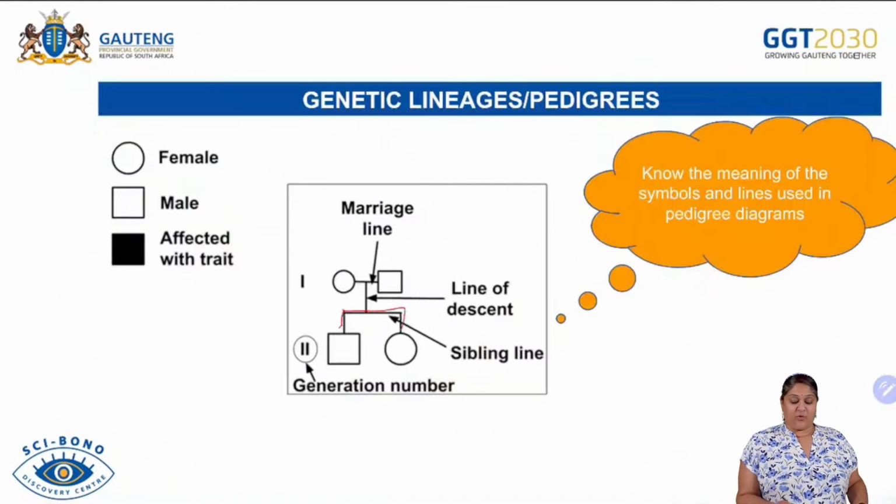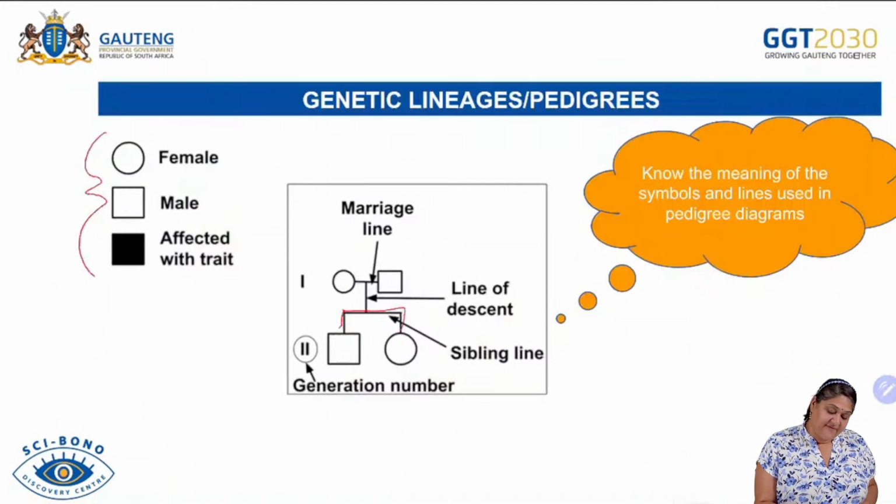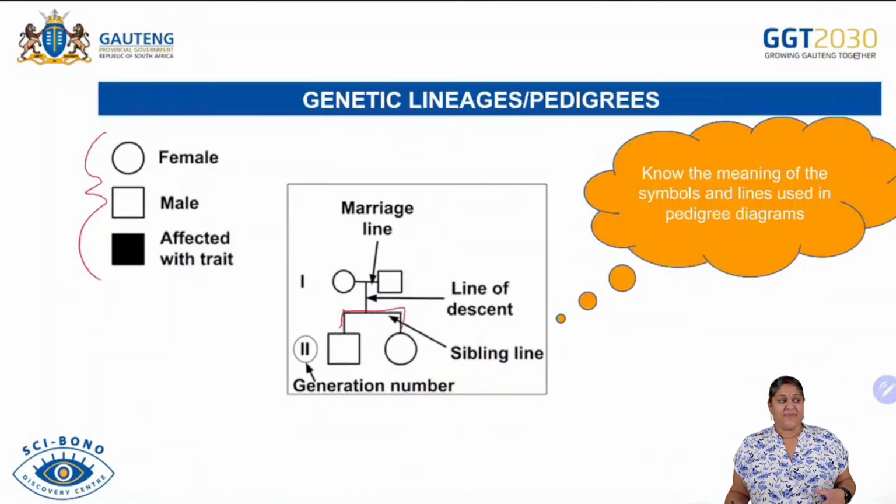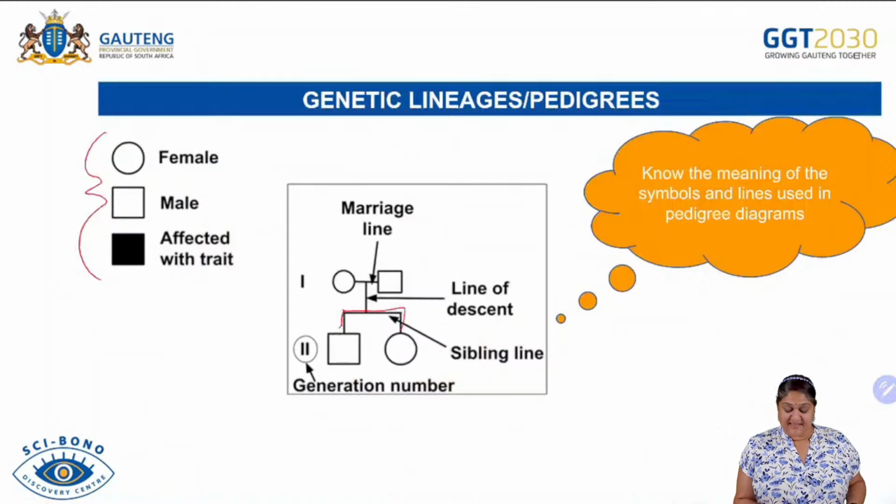Okay? And then we also have shaded and unshaded. If it is unshaded, it is the person that is unaffected with the trait, and the shaded is the affected with the trait. But never just remember this by face value. Always look at the key. The key will tell you or guide you when you're given a cross like this. The key will guide you on what it is that you need to say.